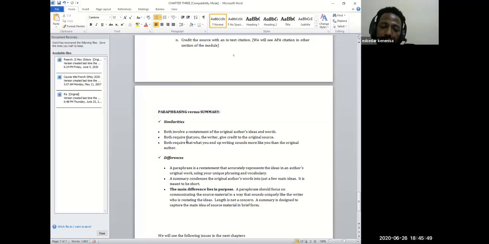In addition to that, both require the writer to give credit or to make citation of the source. Therefore, we make citations in the same form, citation of the source.